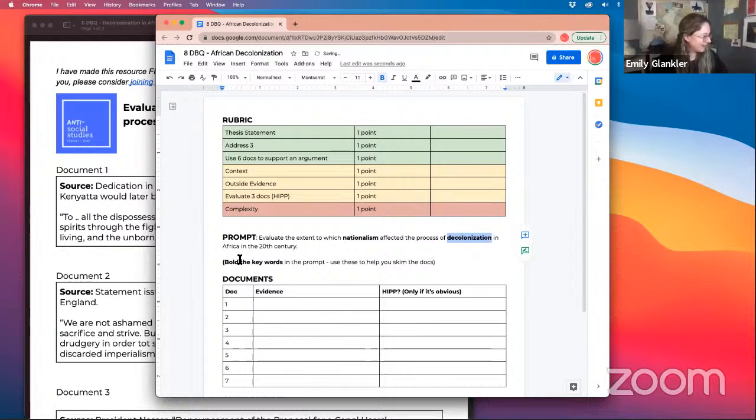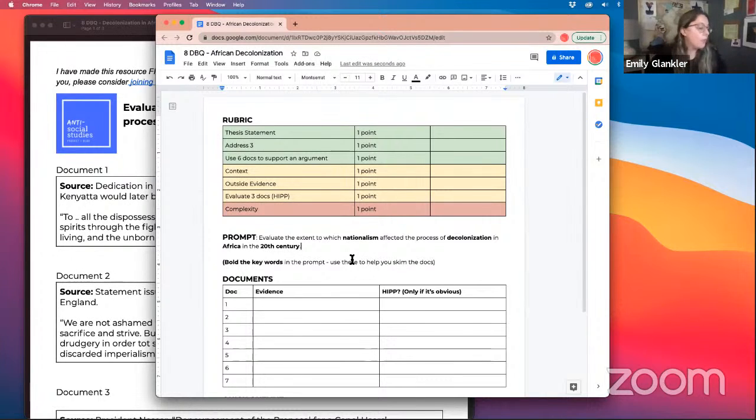decolonization, Africa, 20th century. What this is basically telling us is that these are the 4 parameters, the 4 walls, and everything you talk about, as evidence, applying the documents, whatever, needs to stay within those 4 walls. It needs to be about nationalism as it relates to decolonization. It needs to be in Africa, and it needs to be in the 20th century. Luckily, on a DBQ, all the documents they give you are going to be related to that.